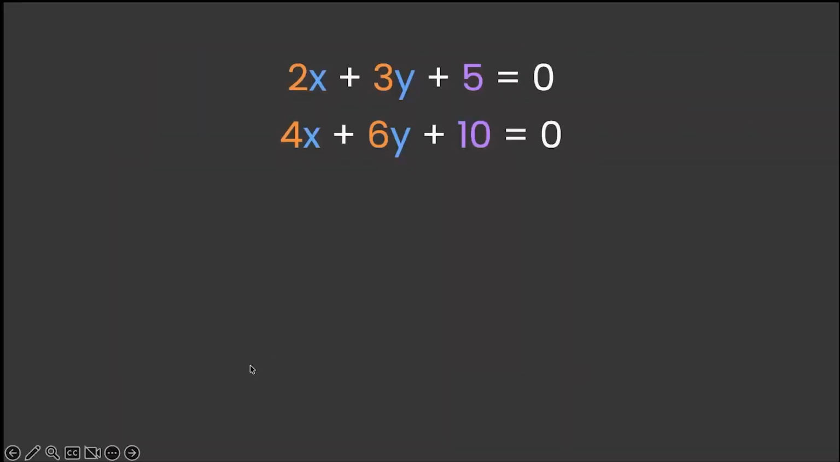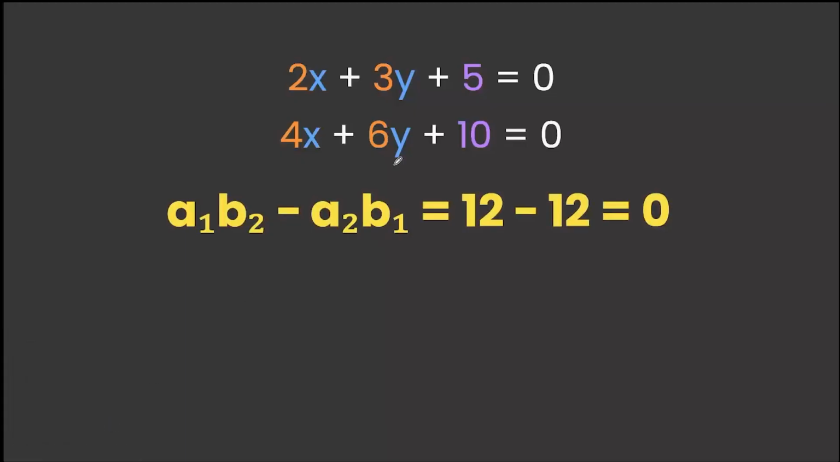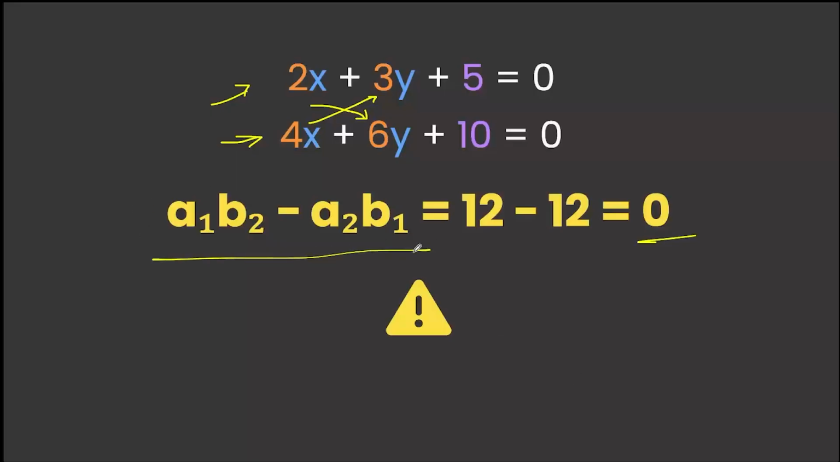The next misconception is, if you have a couple of equations like this, 2x plus 3y plus 5 is 0 and 4x plus 6y plus 10 is 0, what happens is a1 b2 is 6 times 2, which is 12, and a2 b1 is also 12, and we subtract them and we end up with 0. So this is a problem because the formula that we had has a denominator of a1 b2 minus a2 b1. So that makes the entire x value or the y value go to undefined.